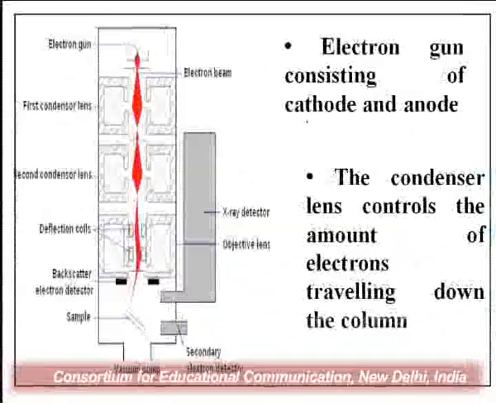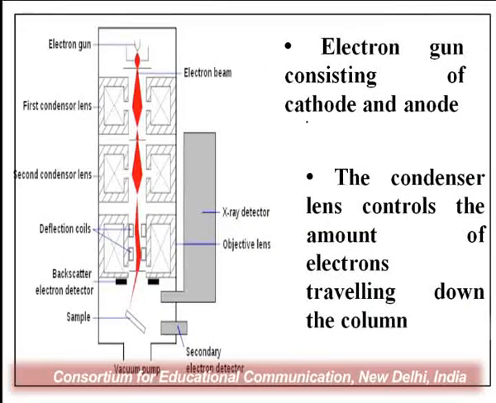Next, now here we see in the diagram the electron gun, where the electron beam falls upon a sample by passing through the various lenses. Now here we start one by one. We take the electron gun that consists of a cathode and anode. From here the electron beam will be ejected, and this electron beam passes through the condenser lens. That is the first condenser lens.